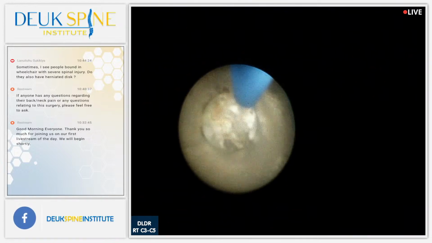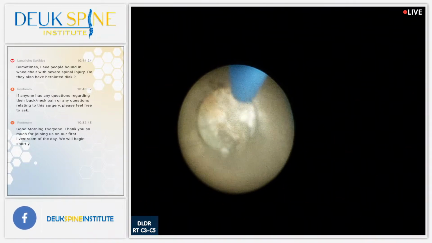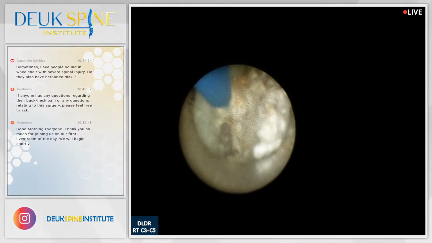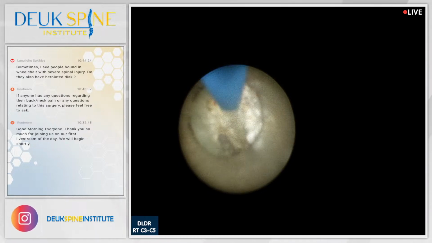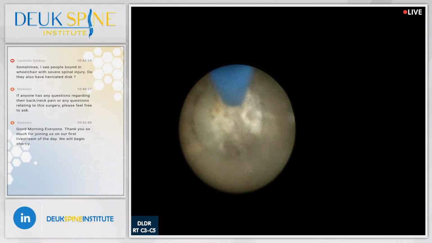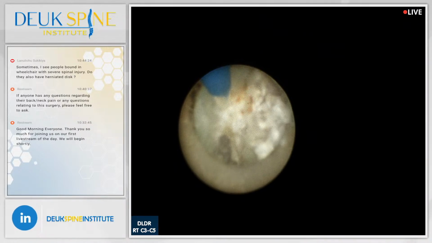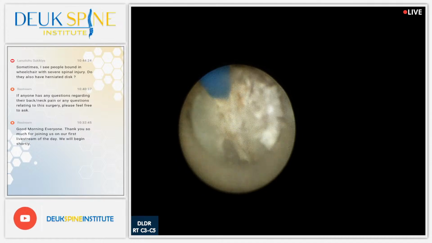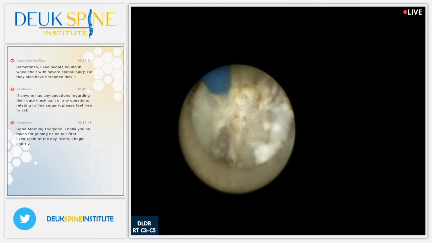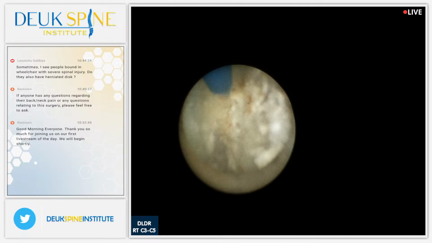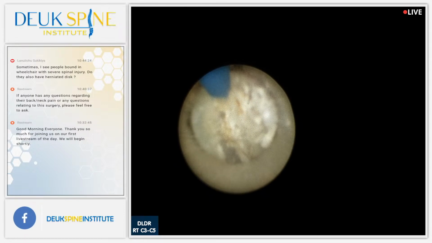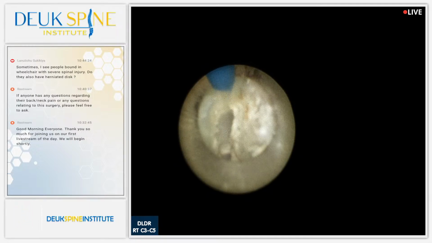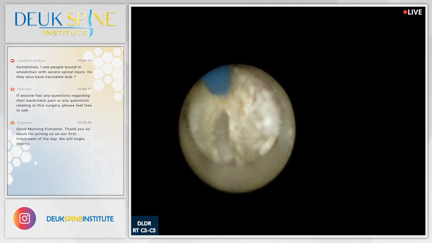Great question, Lanu. If they're in a wheelchair from a spinal cord injury, then they're probably traumatic injuries from car accidents or falls, and typically those are not herniated disc issues. Those are what are called fracture dislocations. And we don't treat fracture dislocations at Deuk Spine. Those are treated in the hospital with emergency surgery usually, okay? So I would say no, that's not the same problem we're treating.